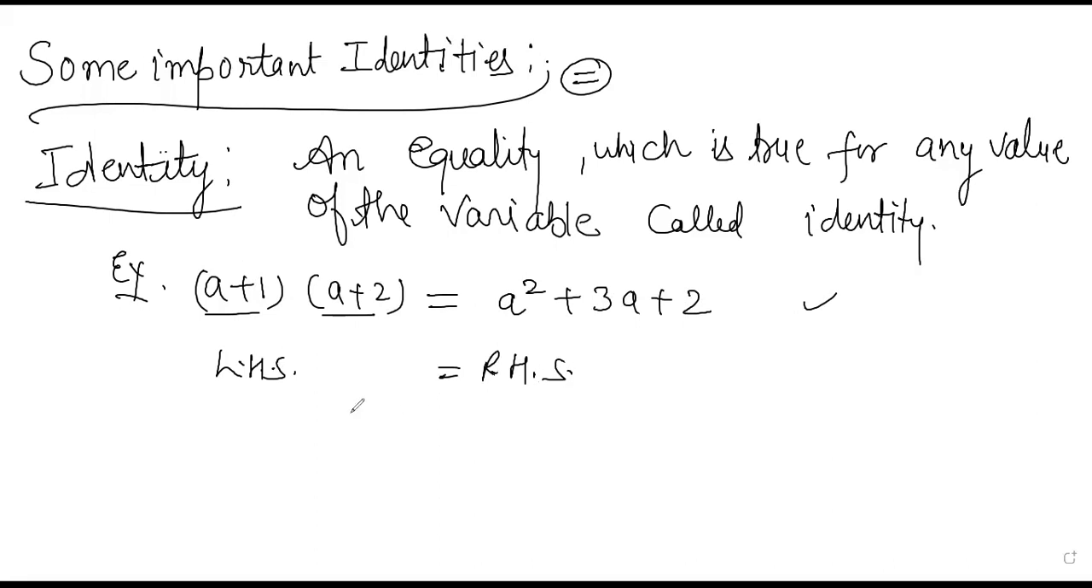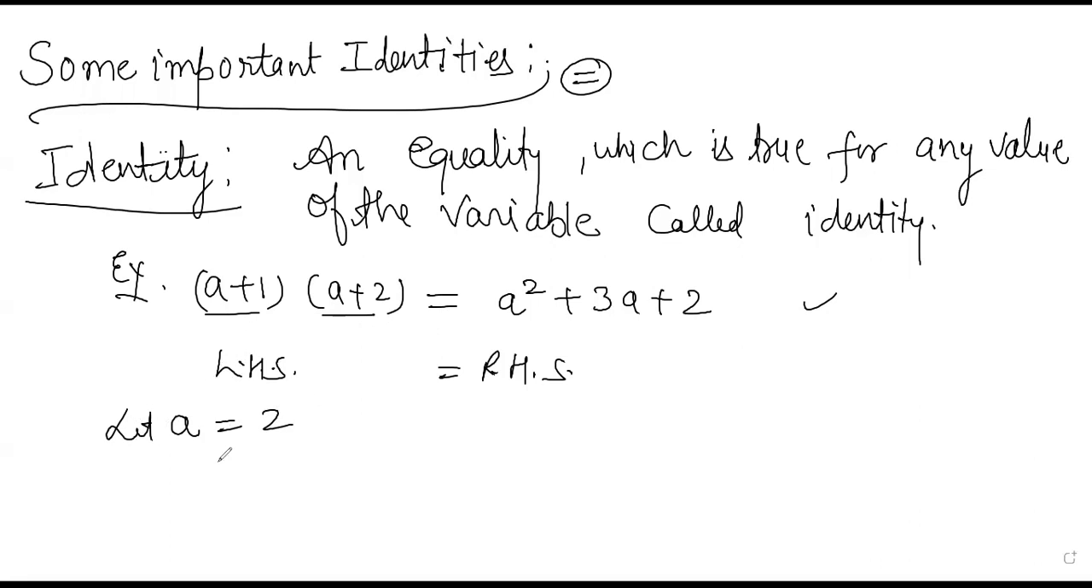If you take any value of a, let us prove whether these are identities or not by taking any values. Let a equal 2. If the left hand side and right hand side are both equal, then it is known as an identity. Let us try to solve.